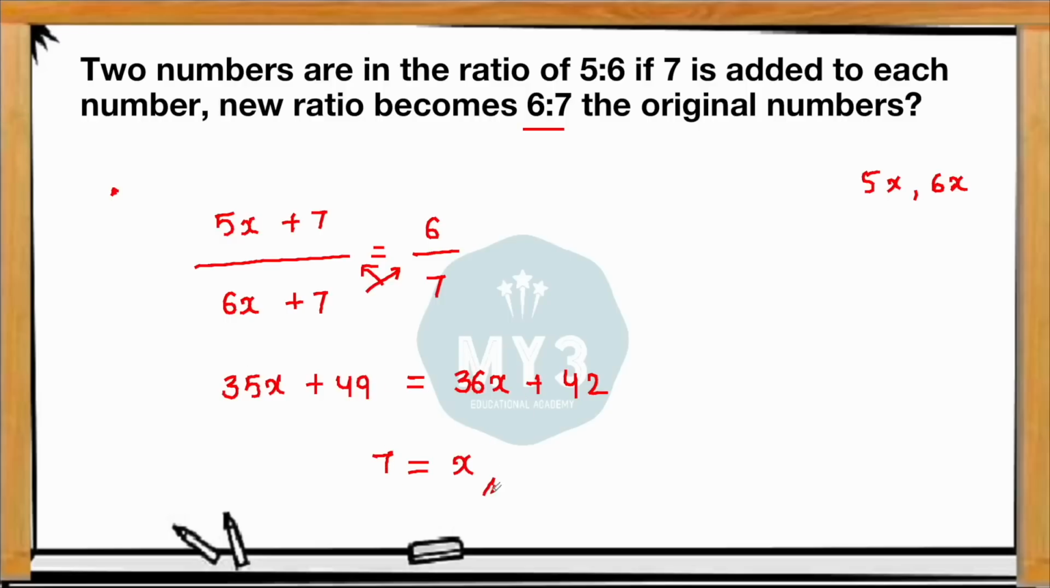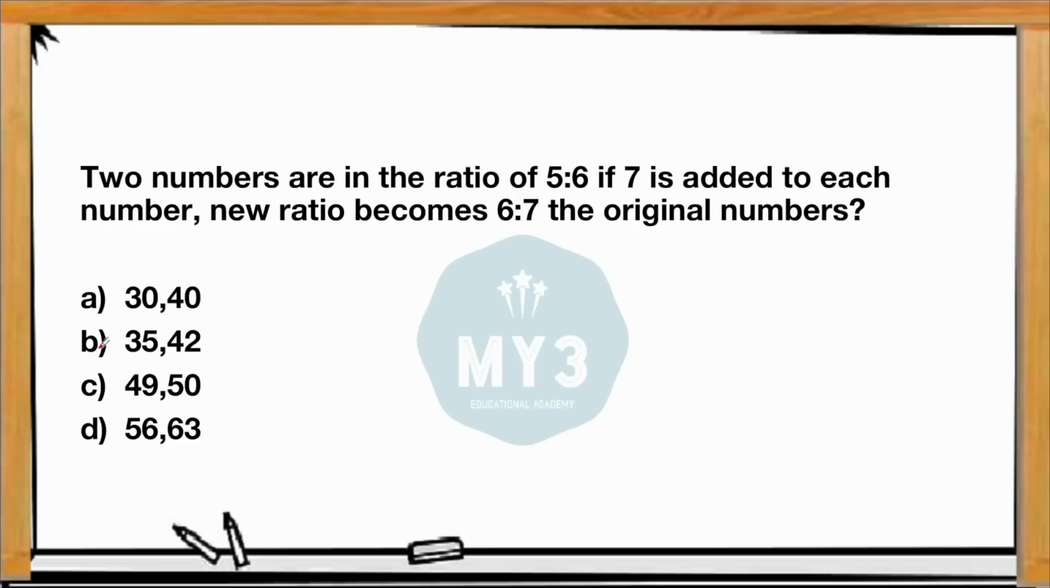Because the x value is 7, they are asking the original numbers. Original numbers are 5x and 6x. Because I got the x value as 7, 5 into 7 is going to be 35, 6 into 7 is going to be 42. Those two are the original numbers. You can mark the answer as 35 and 42, which is available as option B for us. Hope it is clear. And let's look at the common sense approach for solving this question.